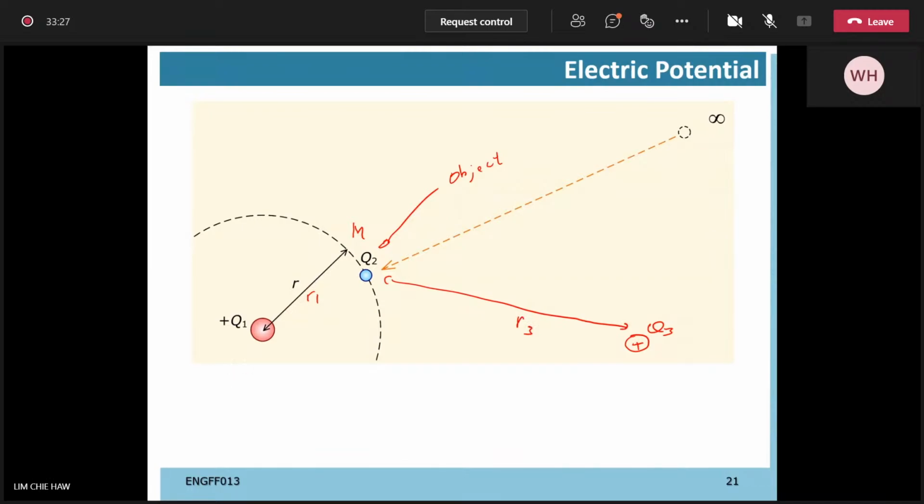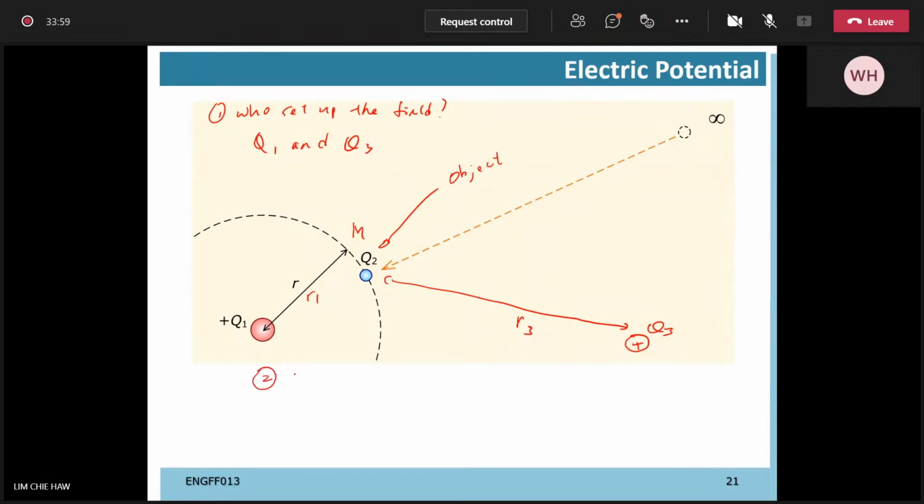So first question, who set up the field? Now it is Q1 and Q3. Look at that. Just now we were using Q2 to set the field, isn't it? So just now Q1 and Q2 set the field, but now we change the object. Now Q2 is the object. So now who sets the field? It will be Q1 and Q3.